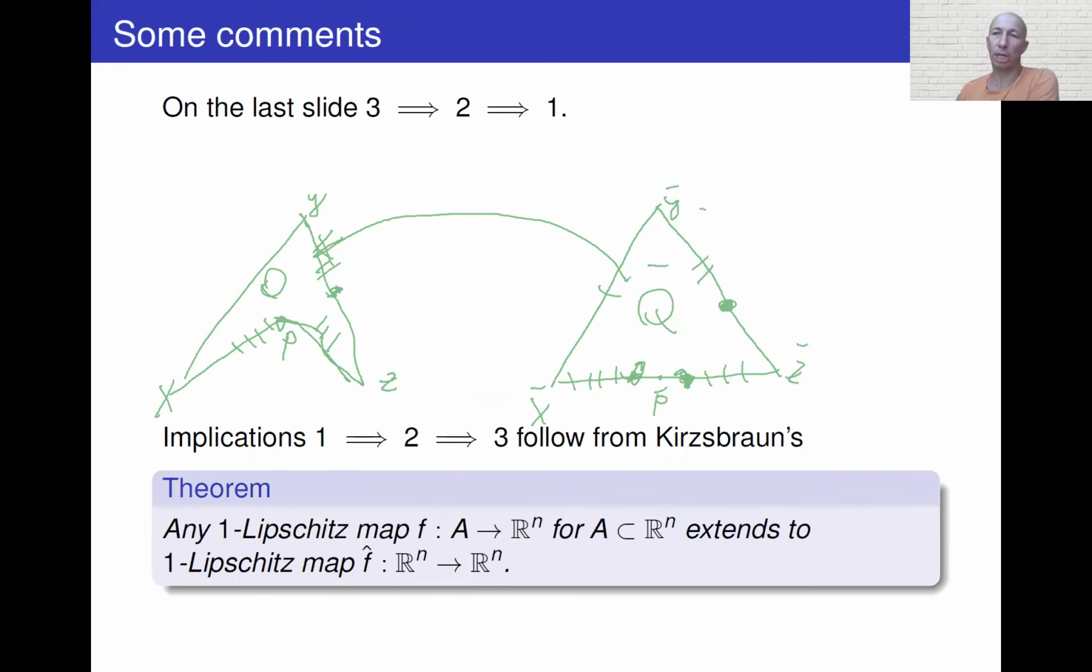So until now, it is just Euclidean geometry. They are known. Sorry, did you say what A is? A is any subset. For any subset of Rn and any one-Lipschitz map, you can extend it to the whole Rn. Thanks. Okay, so here we apply this to the four-point space consisting of x bar, y bar, z bar, and p bar.